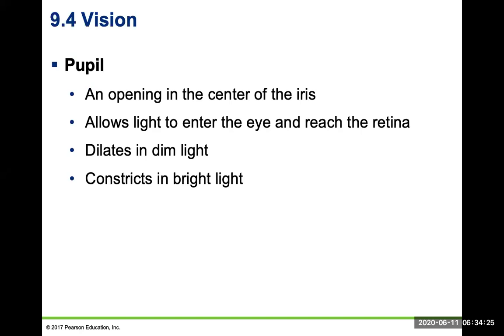So it's the black opening in the center of the iris, and it allows light to enter into the eye and reach the back of the eye, the retina. It'll dilate, or become larger, in dim light, and it'll constrict in bright light, or become smaller.